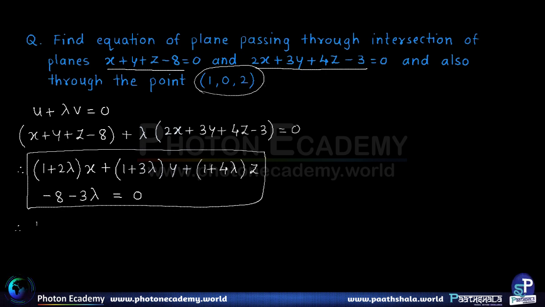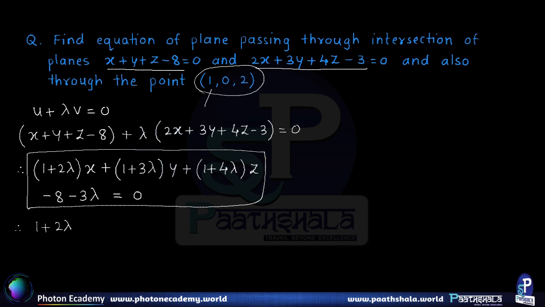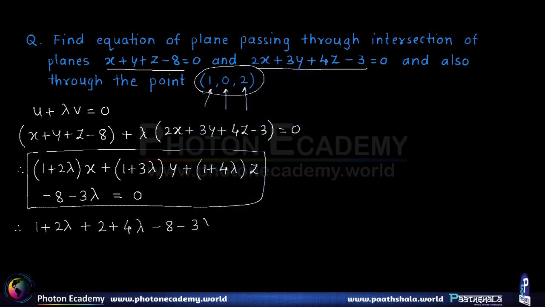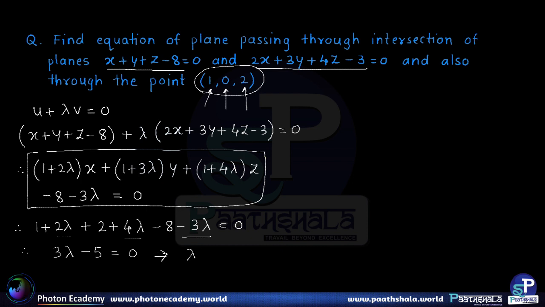So therefore we have 1 plus 2 lambda multiplied by 1, so as it is. Then since the y coordinate is 0, the entire second term will vanish, and the z coordinate is 2, so that gives us 2 plus 4 lambda, right, minus 8 minus 3 lambda as they are, equal to 0. So let us collect the lambda terms that give us 3 lambda, and let us collect the constant terms which give us minus 5. That leads us to the value of lambda as 5 by 3. So it's a kind of unique identifier for that particular plane.